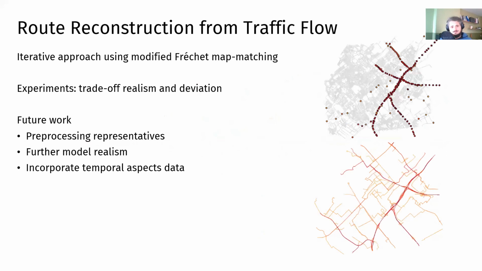So in conclusion, what I've shown you today is a way of reconstructing routes from traffic flow. We propose an iterative method using a modified Fréchet map matcher, and our experiments show that there's this trade-off between realism and deviation.